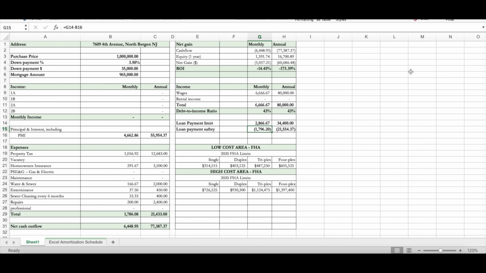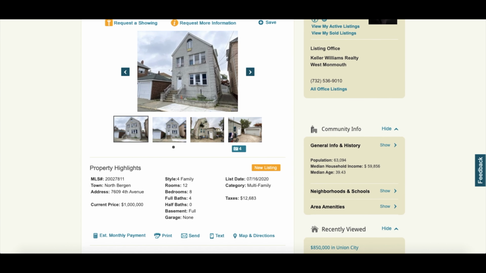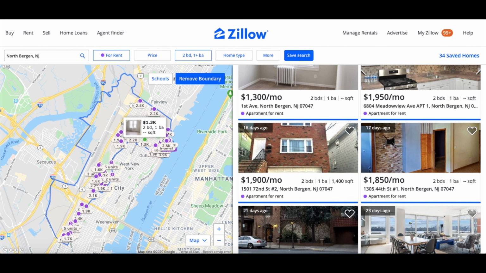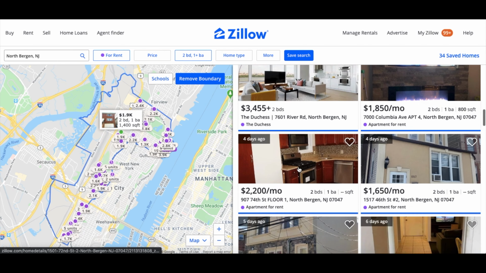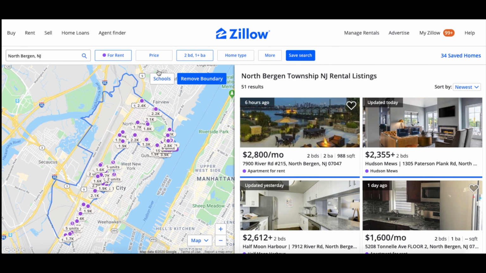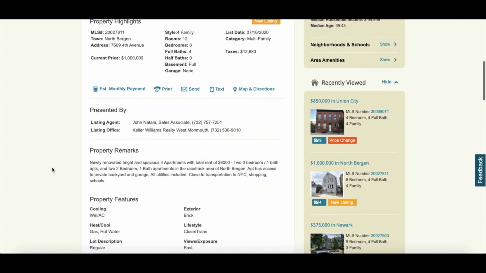But because this is a rental property and it has 4 units, the other units are going to be rented out, and that is going to be included in the rental income and also included in the debt to income ratio. So what you want to do next is look up on Zillow what the property's units would rent out for. I already went ahead and did this, and 2 of the units are 3-bed 1-bath, and 2 of the units are 2-bed 1-bath.